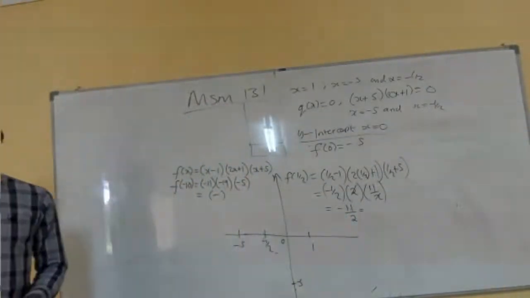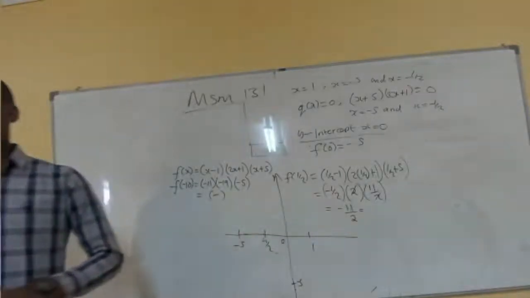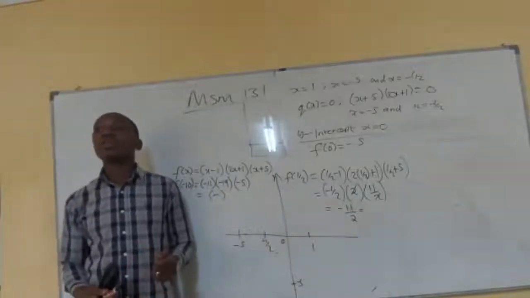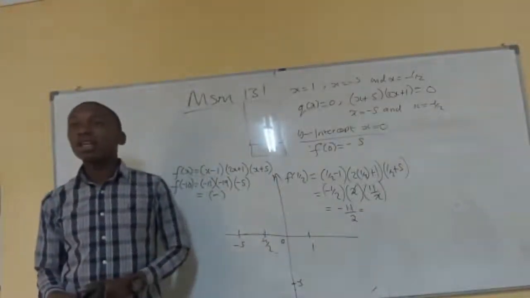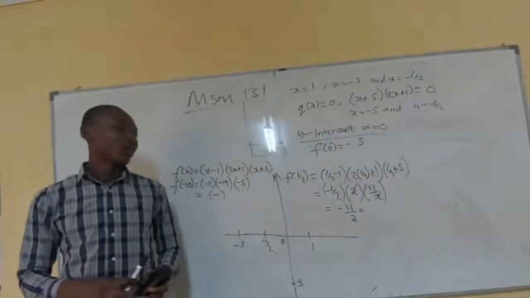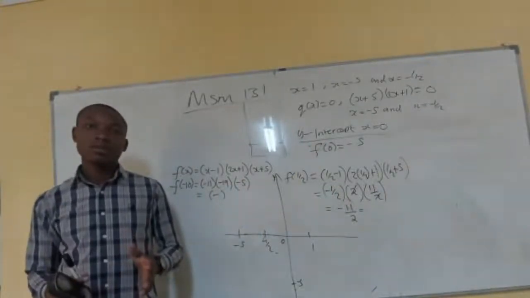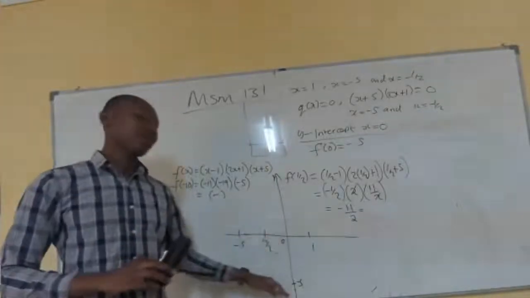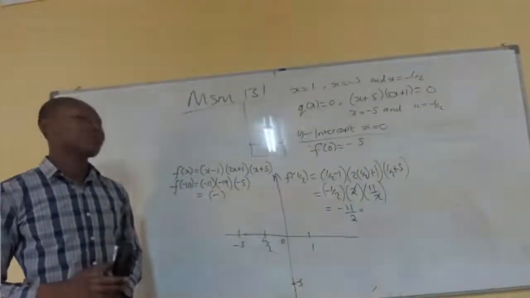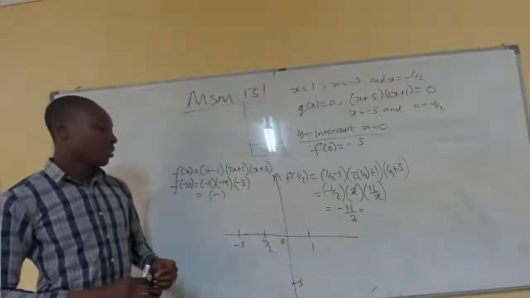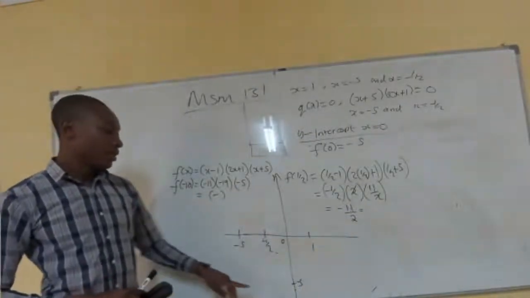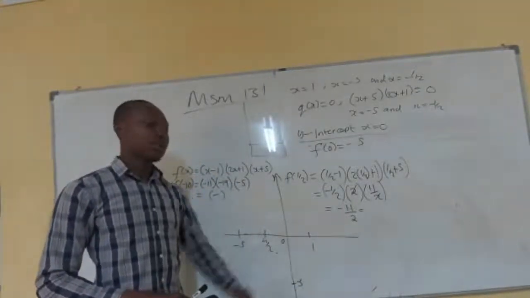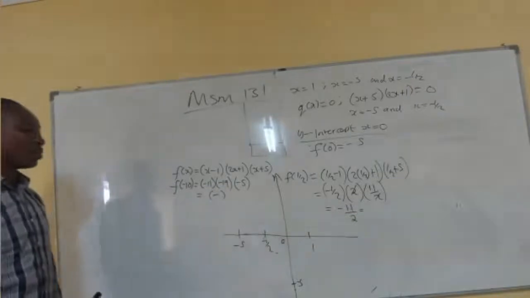Negative 11 over 2. Now, ladies and gentlemen, remember we're not allowed to use calculators, so we are using approximations. Is negative 11 over 2 less than negative 5 or greater? It's actually less than negative 5. So negative 11 over 2 is somewhere here.